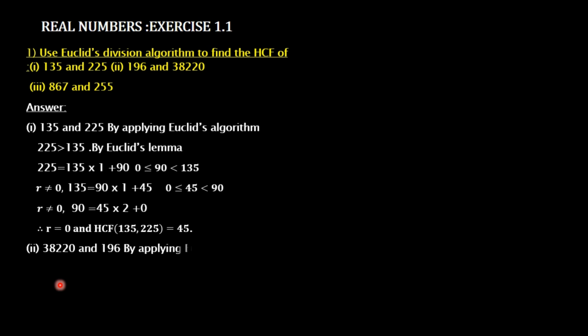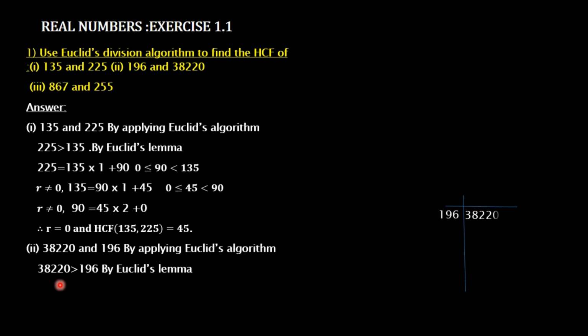That is 196 and 38220. Here 38220 is greater than 196. By applying Euclid's algorithm again, here it is better to do the division method because mind calculation becomes a tedious process. So take 38220 as our dividend and 196 as our divisor. How much is 196 to 382? It is not completely divisible. So 1 times 196 can be used here. That is, by taking 1 we will get 196 here.